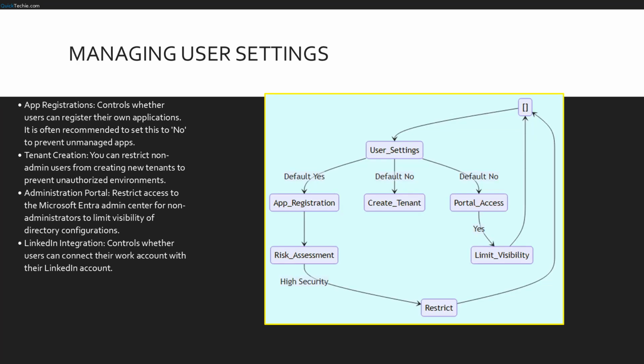Next, we focus on user settings, which control what non-admins can do. A critical decision is whether users can register applications. By default, this is yes, but many organizations change it to no to prevent shadow IT. You should also review restrict non-admin users from creating tenants. If left unchecked, users might create separate tenants that your IT team cannot see or manage.